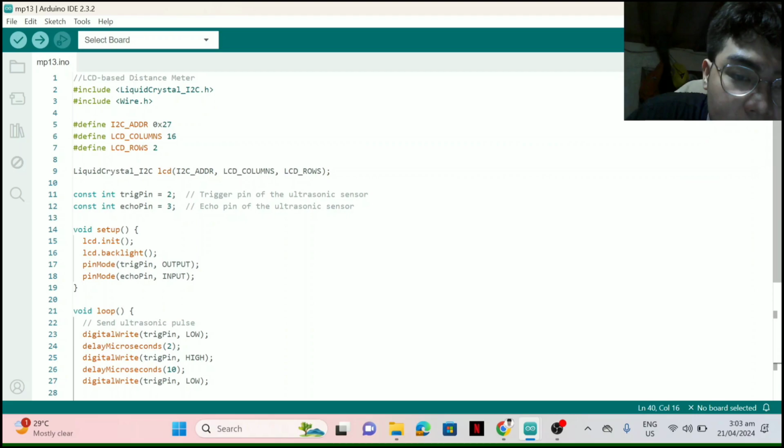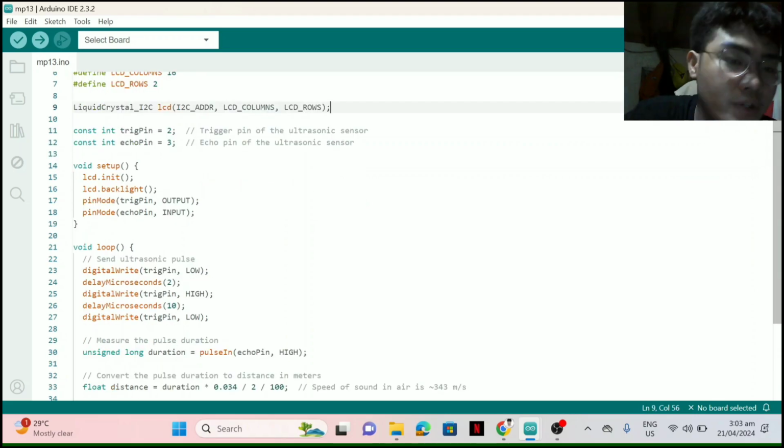Next one will be our constant integer trigger pin and echo pin, which are on the second and third pin of the Arduino. Next is our setup function.